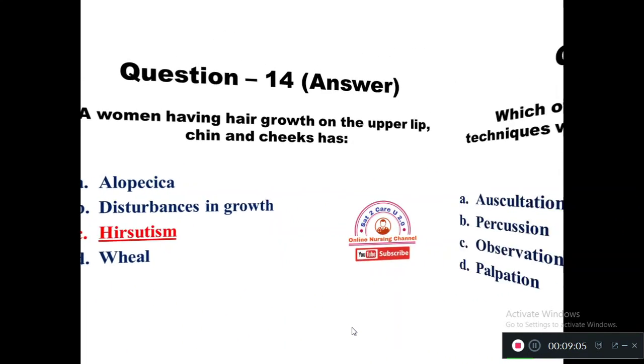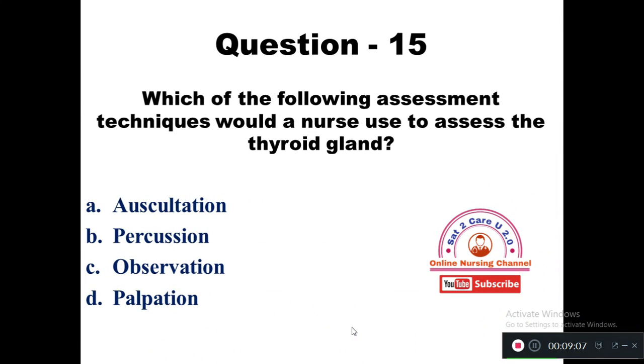Question number 15. Which of the following assessment techniques would a nurse use to assess the thyroid gland? A, Auscultation, B, Percussion, C, Observation, D, Palpation. So, for assessment of thyroid gland, we use the technique palpation. It is a very effective technique to see the enlargement of thyroid glands.